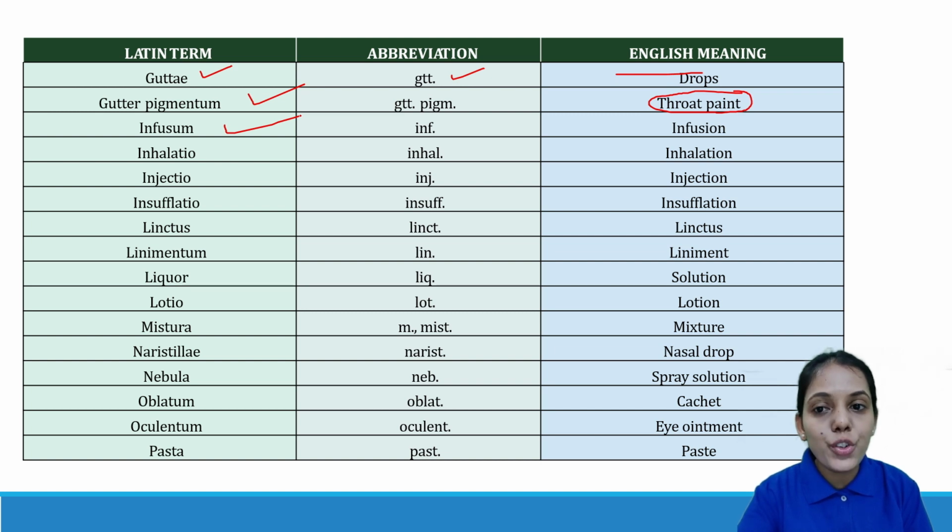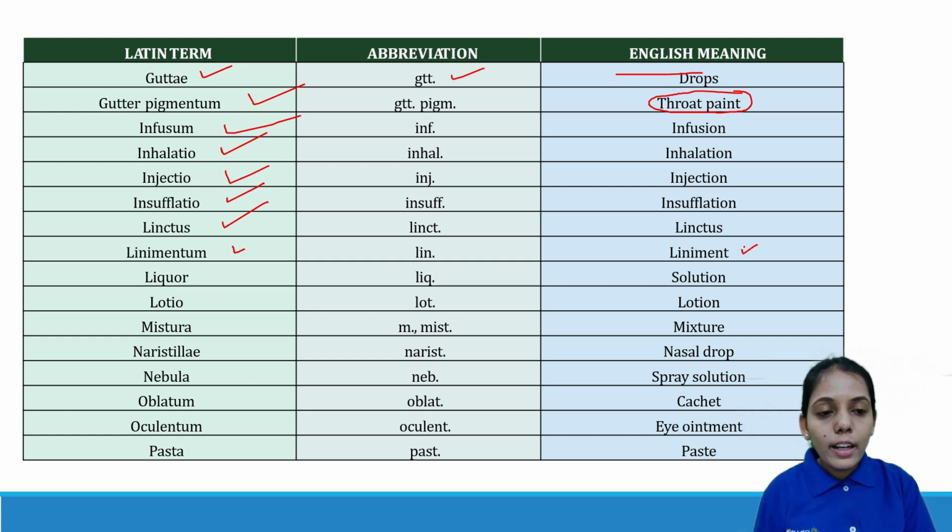Infusum means infusion. Inhalatio. Here, as I said, in some of the words N is not there, but still you can identify from the Latin word what its English word will be. Inhalatio, that is inhalation. Injectio, that is an injection. Insufflatio, that is insufflation. Linctus is the same, linctus and linctus. Linimentum is easy to remember, that is liniment.